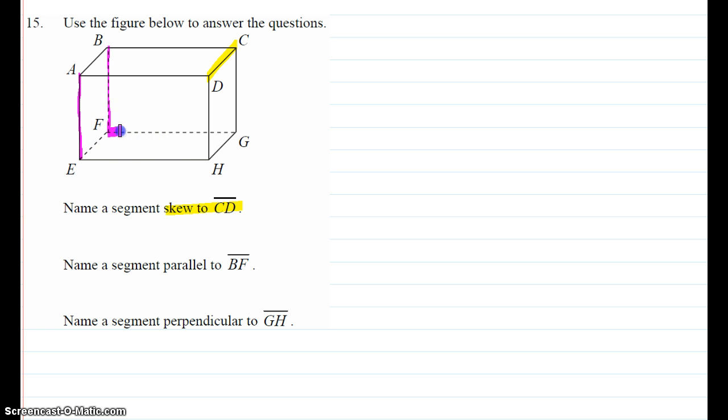Also, FG doesn't touch CD, goes in a different direction. Also, EH doesn't touch CD, goes in a different direction. So that's what skew means. They're not going to touch, going to go in a different direction. So it looks like we have 4 possible answers here. Since it just says name a segment, I'm just going to give 1. So let's say segment EH.